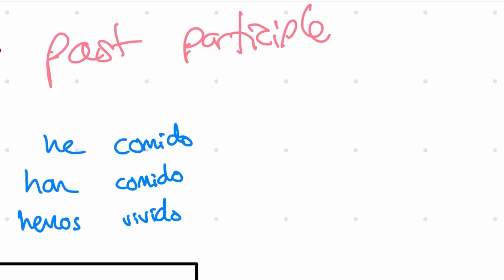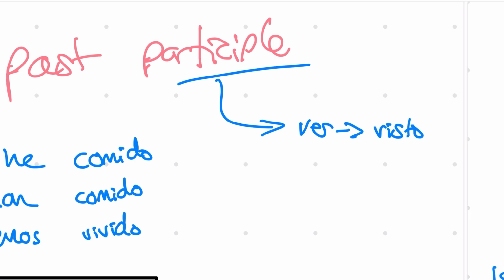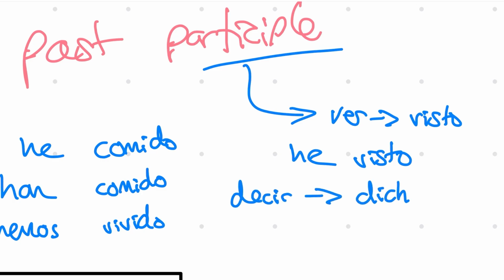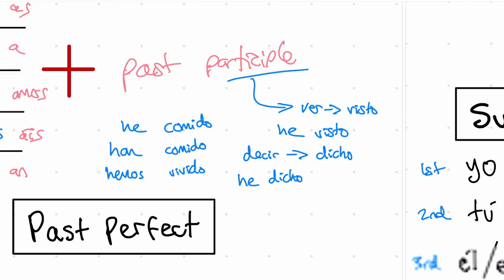We've got irregulars as well, and the irregulars are with the participles. For example, ver, to see: visto is seen. So I could say he visto, I have seen. Decir, to say or to tell, has the participle dicho. So he dicho, I have said. So we do have some irregulars with these as well.